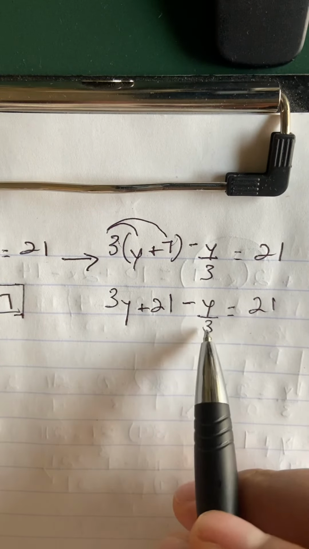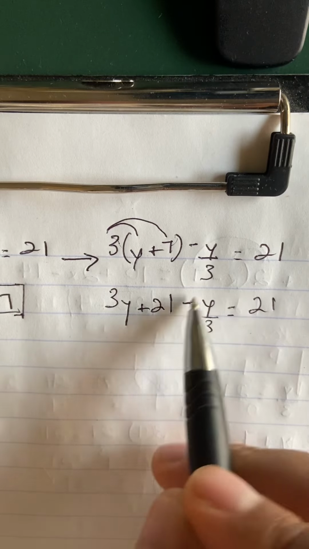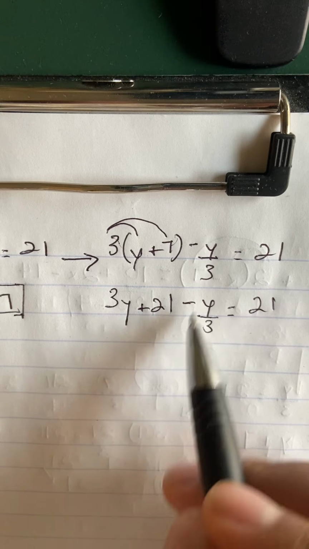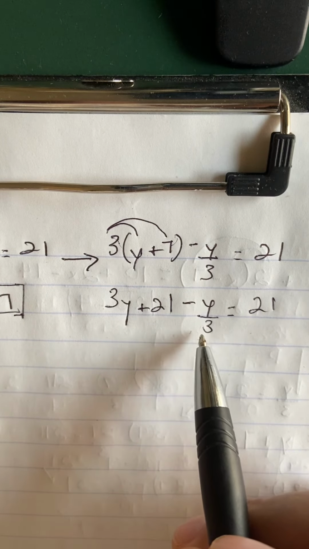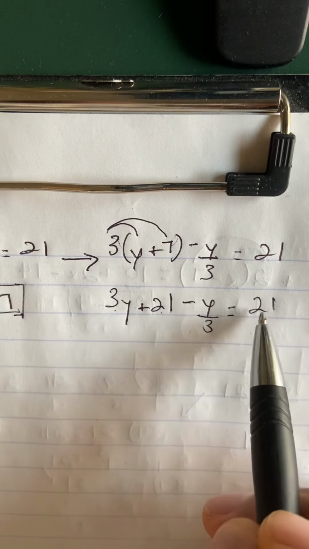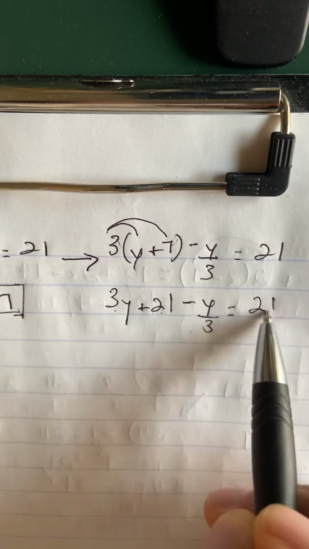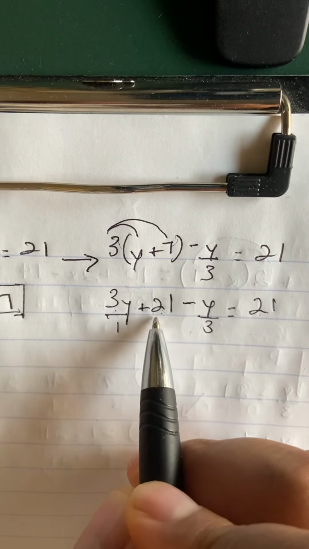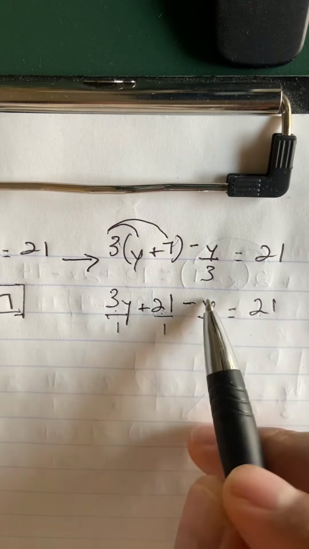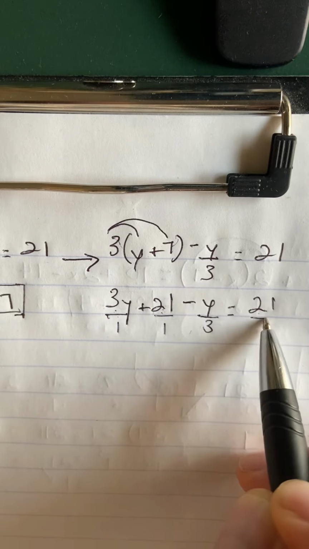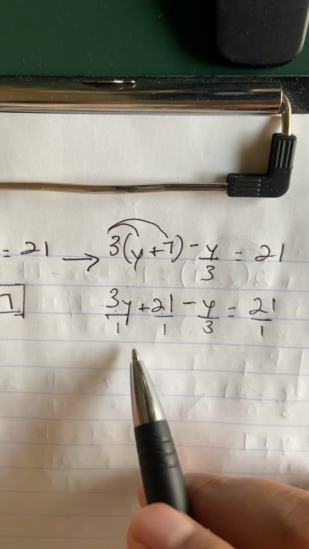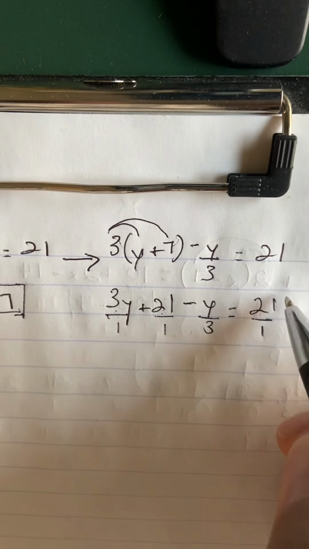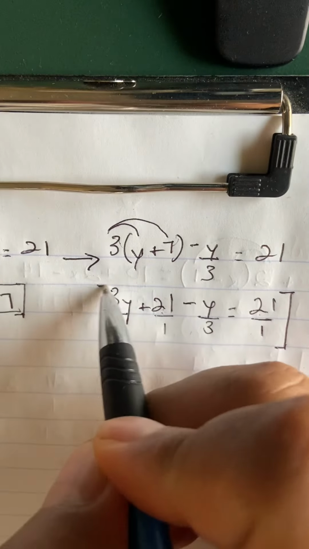Now here's another trick I'm going to show you. This y over 3 is a fraction, and I want to get rid of this fraction. So what I do is I think of the LCD, the least common denominator, of all the terms in this whole equation. If this was a fraction, this would be 3y over 1. If this was a fraction, this would be 21 over 1. This is already a fraction, so I don't have to do anything to it. So what would the LCD be of 1, 1, 3, and 1? It would be 3.